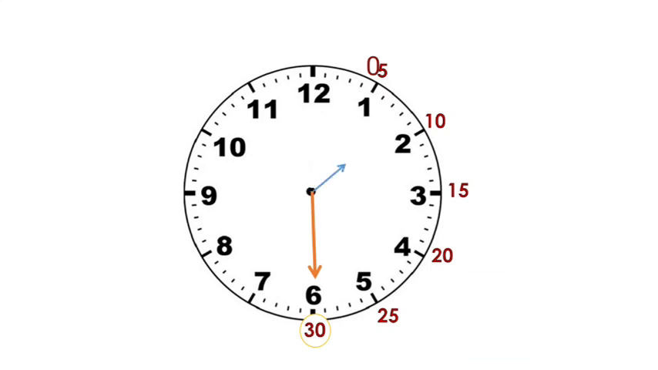Let's have another one. We can see the short hand is between 1 and 2, and the long hand is at 6. Again, in order to know the minutes of 6, we need to skip count by 5s. Let's start at 1. 5, 10, 15, 20, 25, 30. So, 6 is 30 minutes.